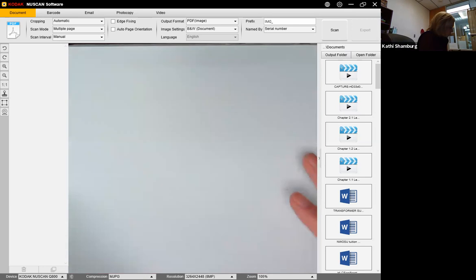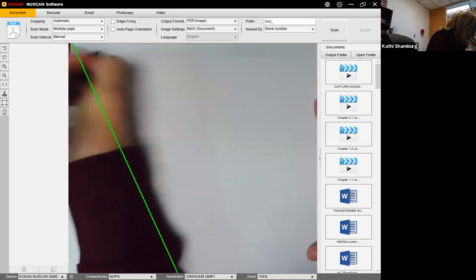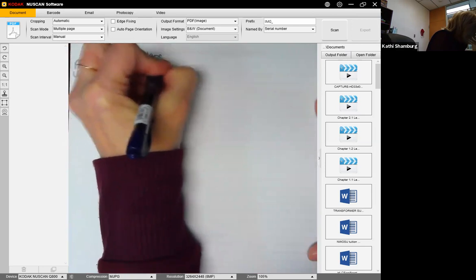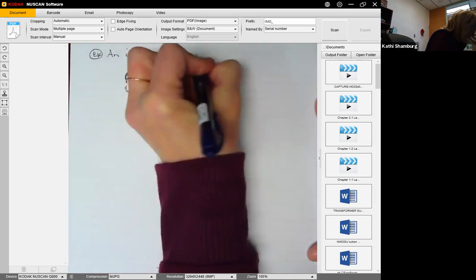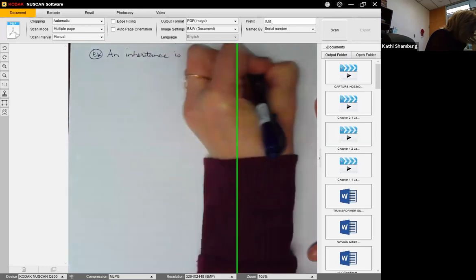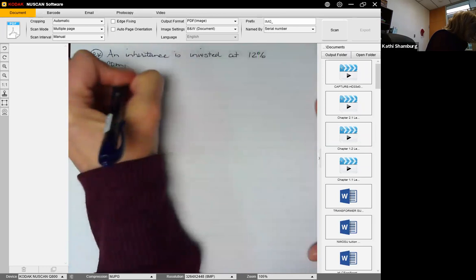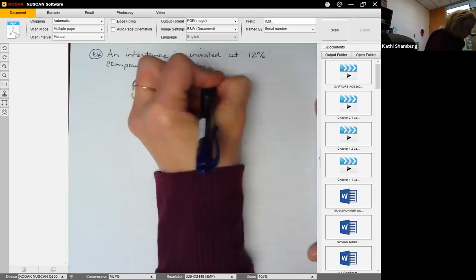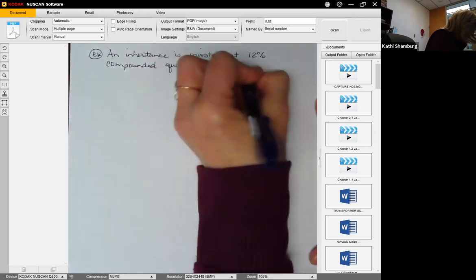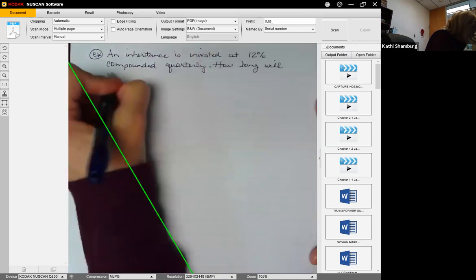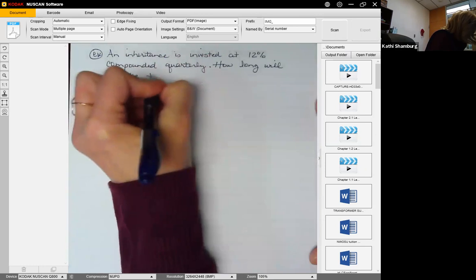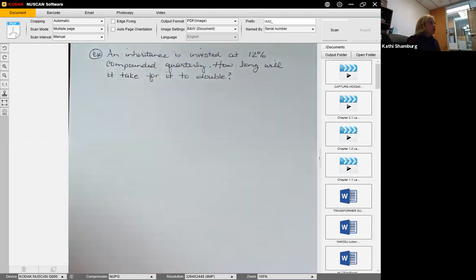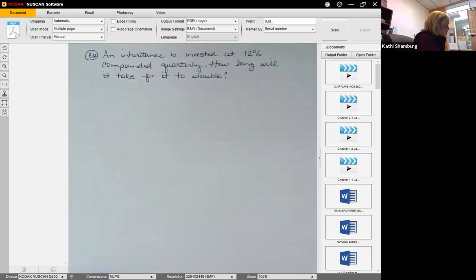The next example, I want a little bit more room than just what's left on that page, so I'm going to come over here to a new sheet of paper. All right, an inheritance is invested at 12% compounded quarterly. How long will it take for it to double?